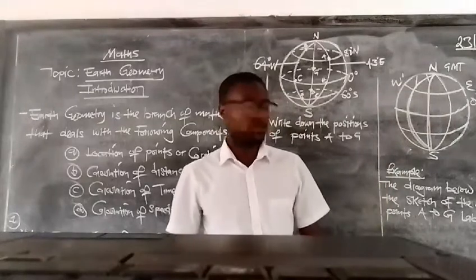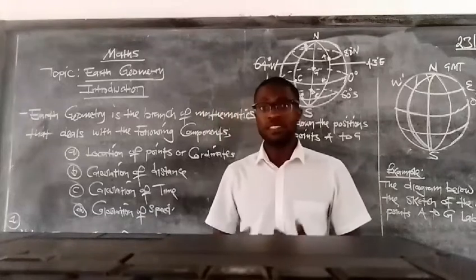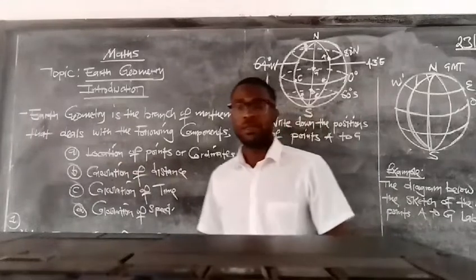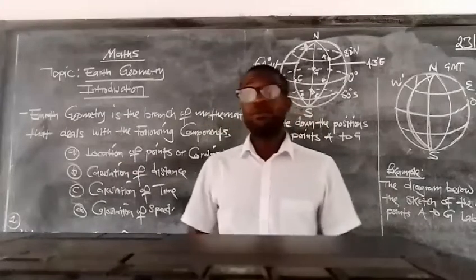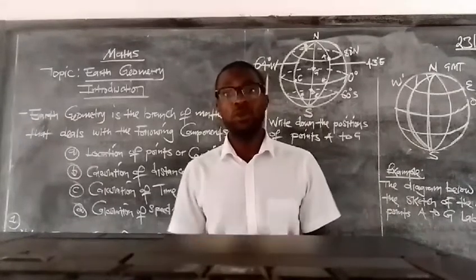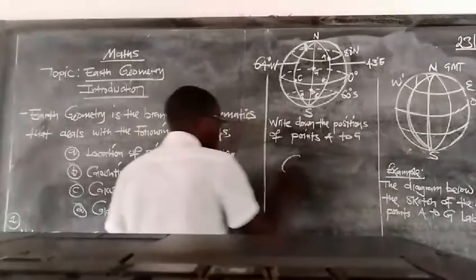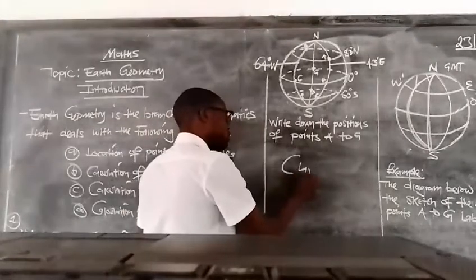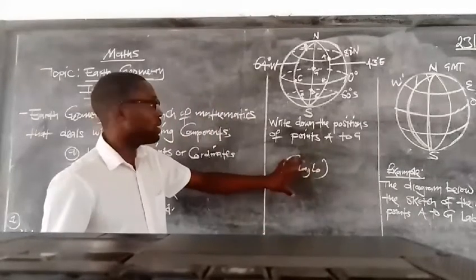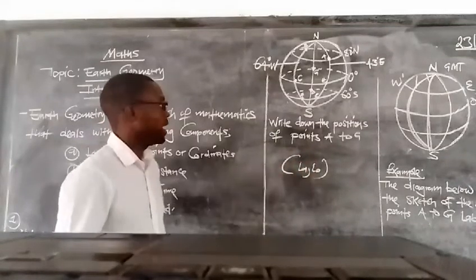Apart from that information, let us now quickly proceed by looking at the first component in Earth geometry, which is the location of points or coordinates. There is a simple formula that we use when we are locating points or coordinates. The formula to use when we are told to locate a certain place, a certain point, is you open your brackets, then you say latitude, longitude, and you close your bracket like that. That is the simple formula that we use when we are locating places: latitude, longitude, close your bracket.